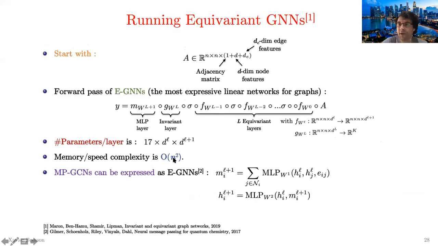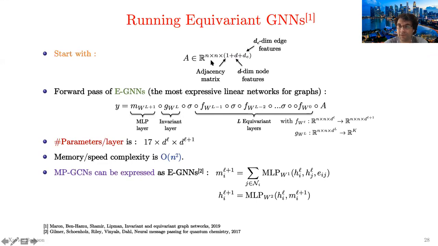So how do you run an equivariant GNN? For this, you're going to start by constructing a matrix A, which would be of the size n by n, where n is the number of nodes. And the first dimension here is going to be the adjacency matrix, so the connection between the nodes. Here you have d dimensions to encode the d dimensional node features, and you have de dimensions to encode the edge features. Okay, so this is going to be the input of your graph neural network.